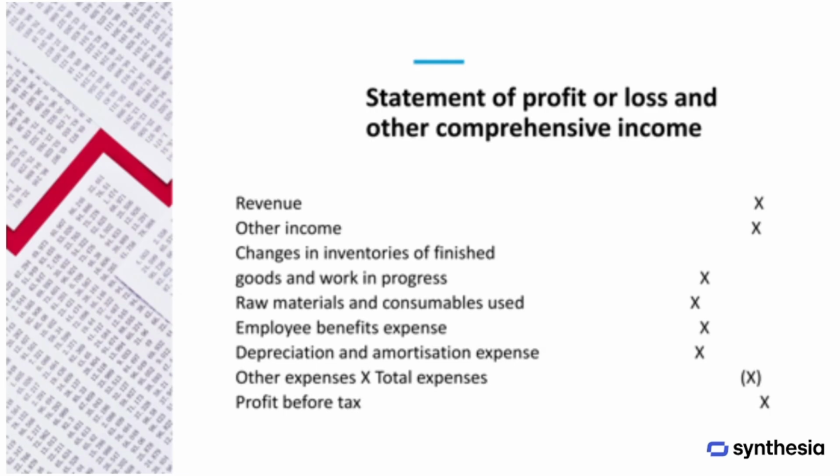An example of this classification might present items such as revenue, other income, changes in inventories of finished goods and work in progress, raw materials and consumables used, employee benefits expense, depreciation and amortization expense, and other expenses. The total expenses are then calculated, leading to the determination of profit before tax. This approach provides a clear and straightforward breakdown of income and expenses by their nature, culminating in the profit before tax.